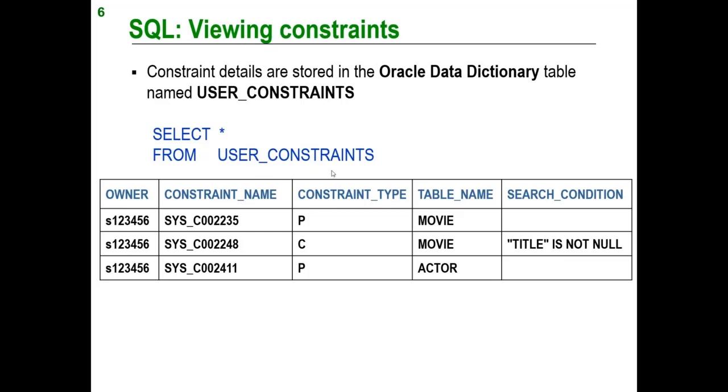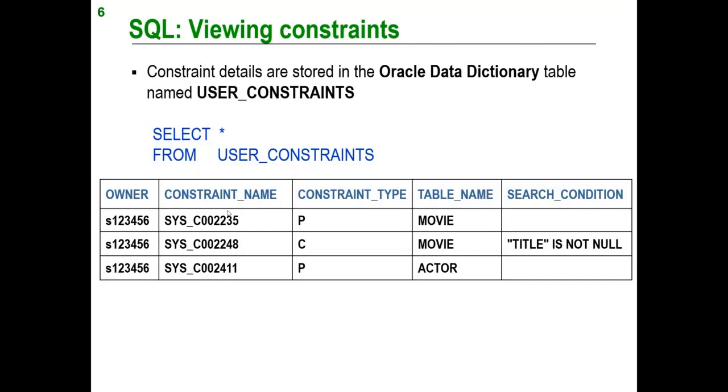So this is the name of the table. That table has a bunch of columns. It has a column for the owner, that is your student ID basically, in this case in Oracle, and then the very weird constraint name. You don't need to remember the constraint name.